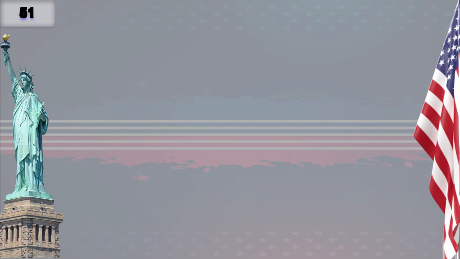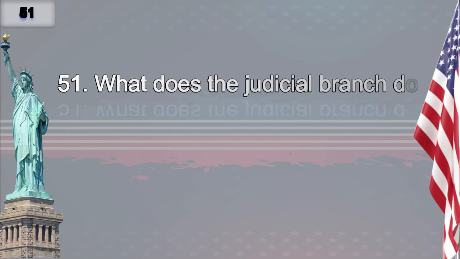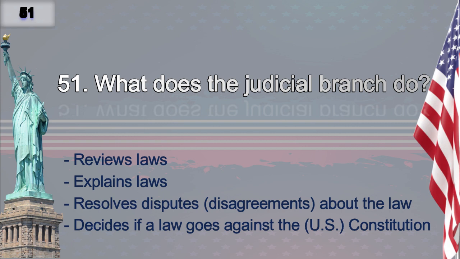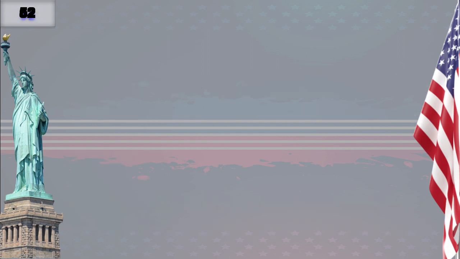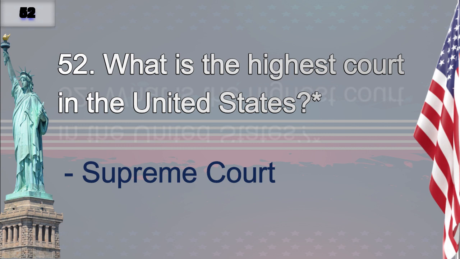Question 51. What does the judicial branch do? Reviews laws. Explains laws. Resolves disputes, disagreements about the law. Decides if a law goes against the U.S. Constitution. Question 52. What is the highest court in the United States? Supreme Court.